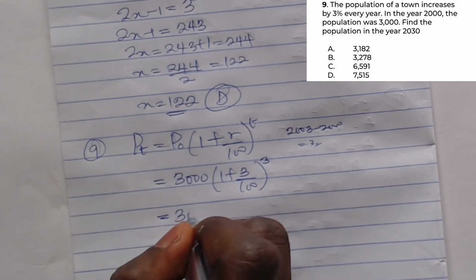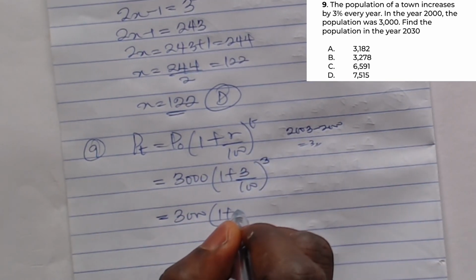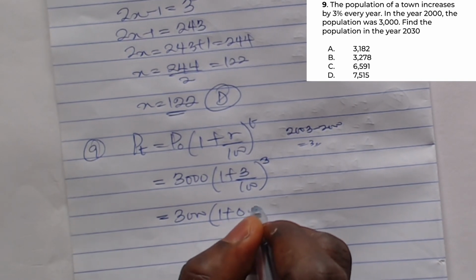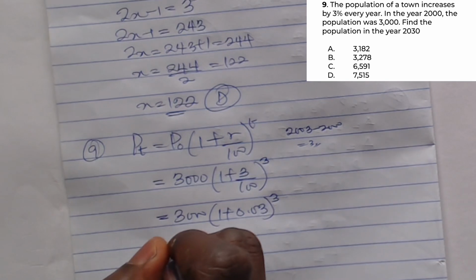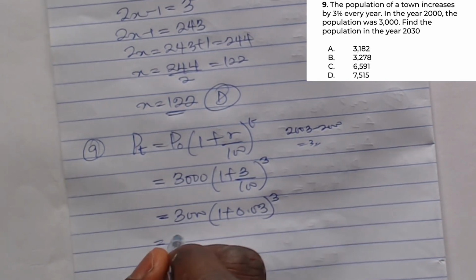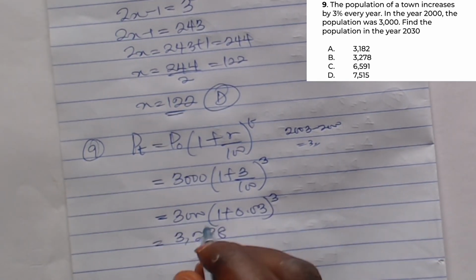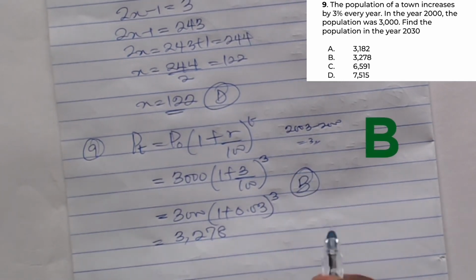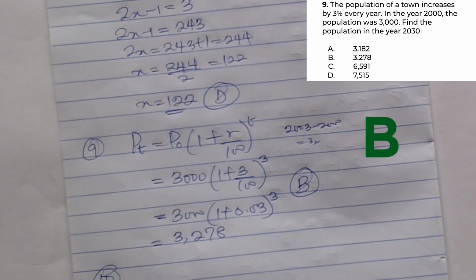This will give us 3,000 into bracket 1 plus 0.03 raised to power 3. And when you press your calculator, the final answer you are going to get is 3,270, which is option B. So that's the final answer for question number 9. So let's move to question number 10.